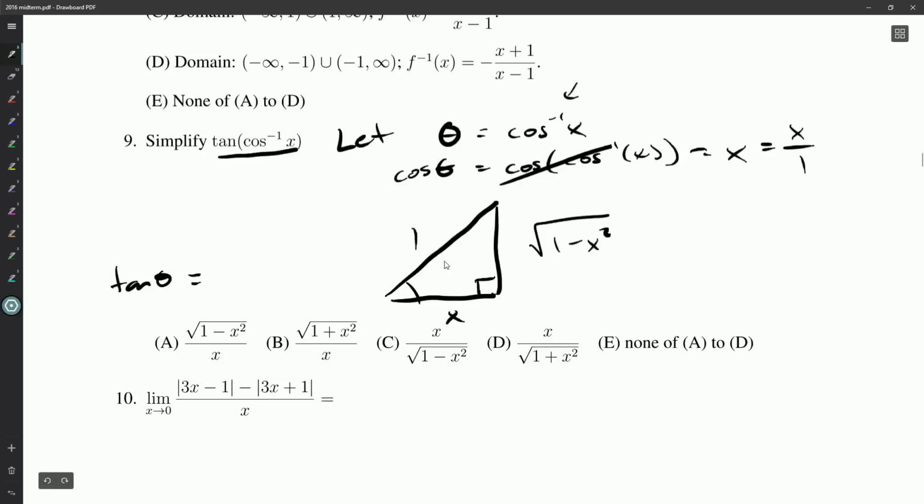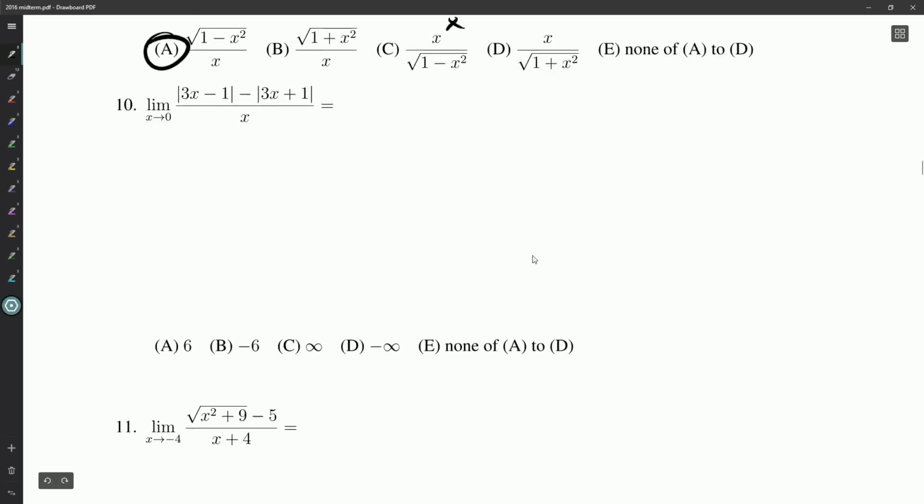1 squared minus x squared, and you square root it, you'll get this side. And tan is opposite over adjacent, so we'll get root 1 minus x squared, the opposite side to our theta, over our adjacent side x. And if we take a look, that's answer A. So I move right along to question 10.